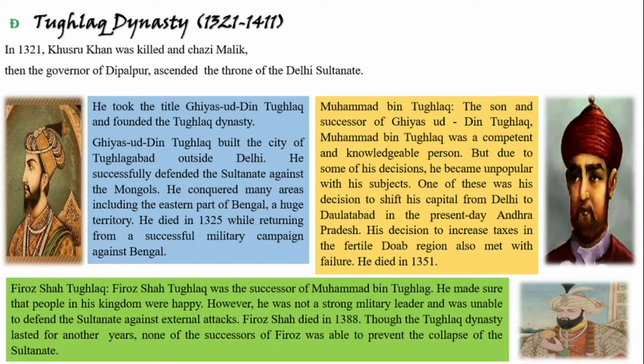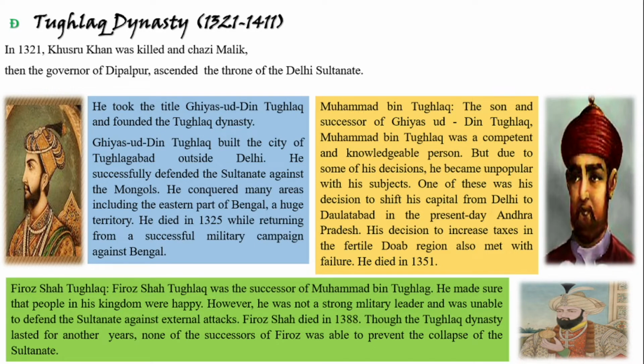What we are going to view next is the Tughlaq dynasty, in the period of 1321 to 1411. In 1321, Khusrau Khan was killed by Ghazi Malik, then the governor of Dipalpur, who ascended the throne of the Delhi Sultanate, took the title of Ghiyas-ud-Din Tughlaq, and founded the Tughlaq dynasty.